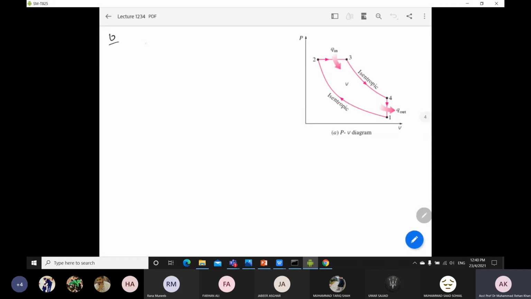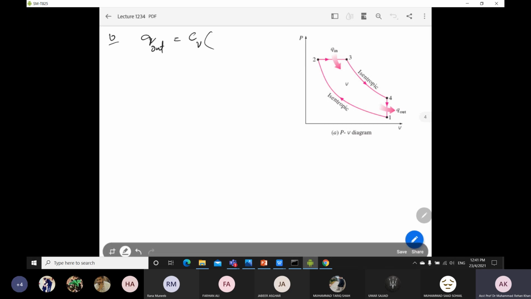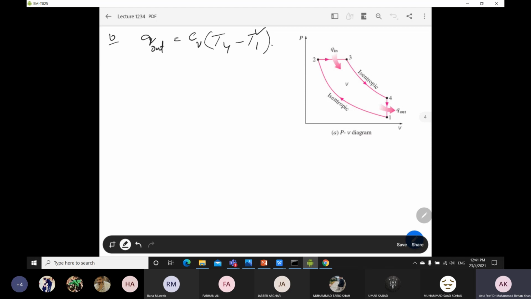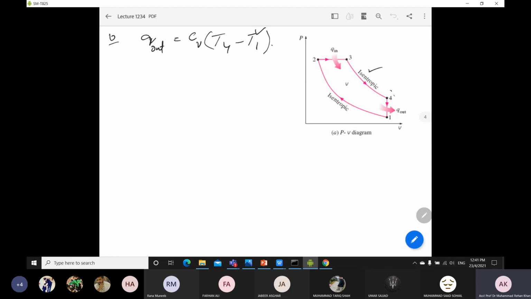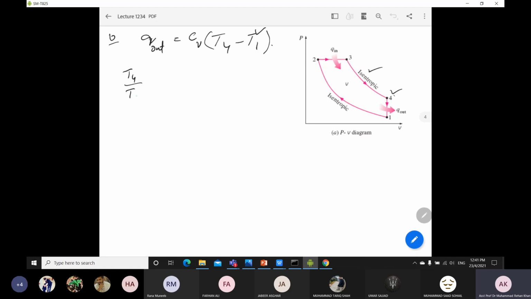Okay, so B part. So you already know that Q out is equal to CV, because it is a constant volume heat rejection process, times T4 minus T1. Okay, so T1 is already given in the question, so T4 we have to find, and in order to find T4, either you can apply the relation for the isentropic process from 3 to 4 in order to find the state property, temperature property at point number 4. So we already know the relation T4 over T3 is equal to V3 over V4 to the power K minus 1.